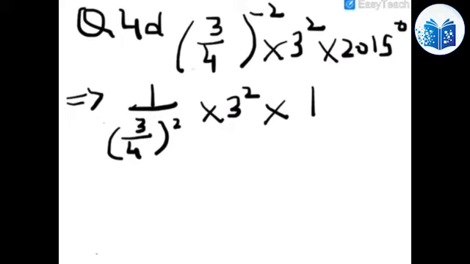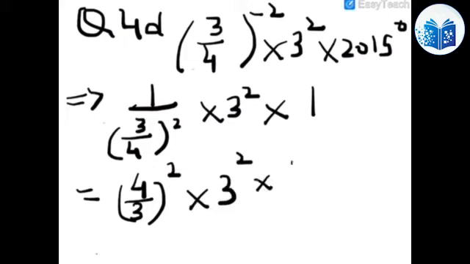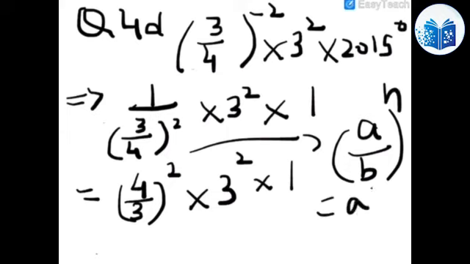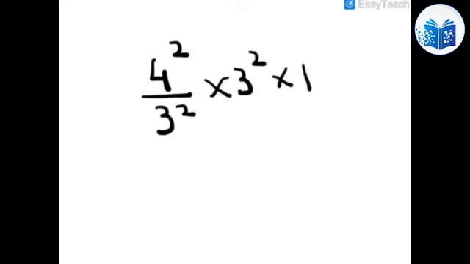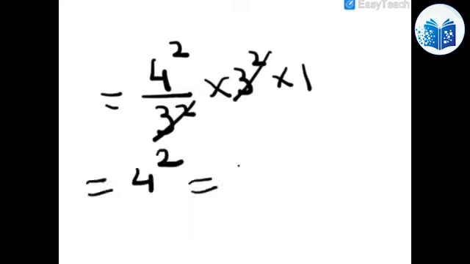So this will become (4/3) square, multiplied by 3 square, multiplied by 1. Now I simply will open it. If you remember the law, what was the law? (A/B) to the power n is equal to A^n over B^n. Remember? So this is how I will solve it. I'll write 4 square over 3 square, multiplied by 3 square, multiplied by 1. This 3 square will be cut with this one, and 4 square is equal to 16, and that's the answer.